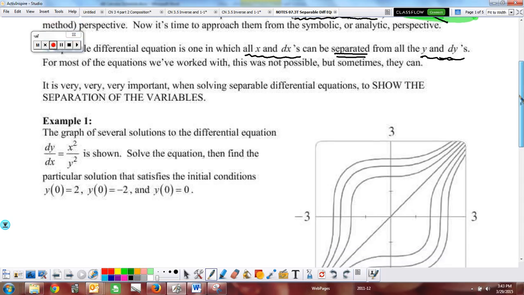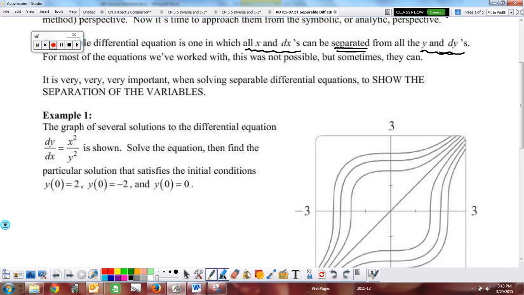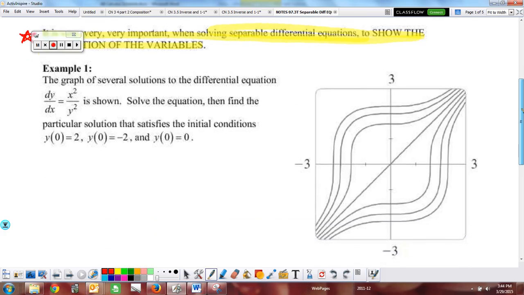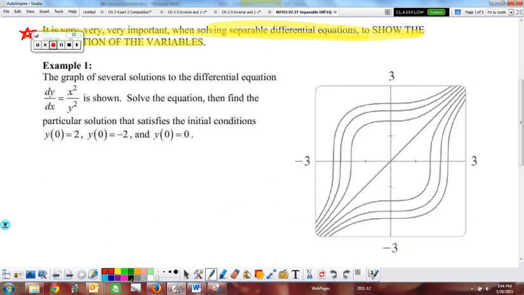All right? And one thing that's very important here, and I can't stress this enough, is that when you solve a differential equation, you show the separation of variables. That step that you are going to have to put in is always worth at least a point in the free response. And if you don't show that step, then you don't get that credit. So you want to make sure that you do that every single time. But it's a very simple step, and so it's fairly straightforward.